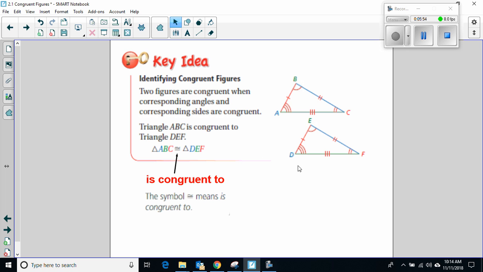The sides are also congruent. AB is congruent to side DE. BC is congruent to side EF. And side AC is congruent to side DF.